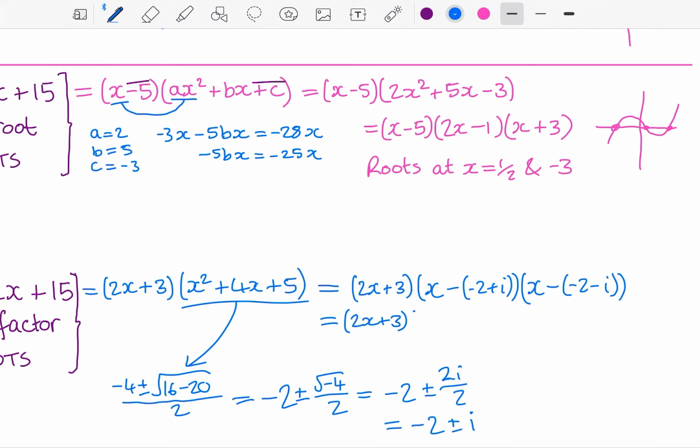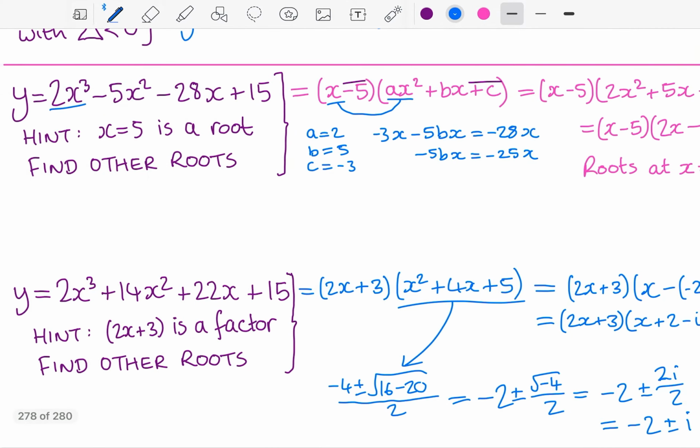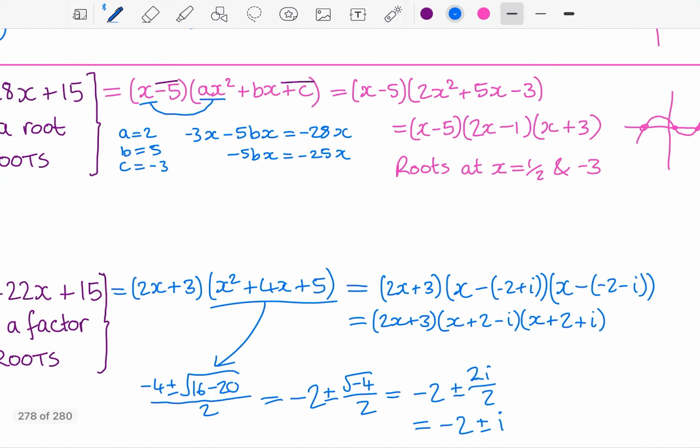Okay, you got to be very careful with your double negatives here. And they're a little bit more awkward because there's 3 terms essentially inside these brackets here. But that is our factored form. Okay, those are our 3 factors, although the question actually said find the other roots, and that was already complete here. Okay, minus 2 plus i, minus 2 minus i.